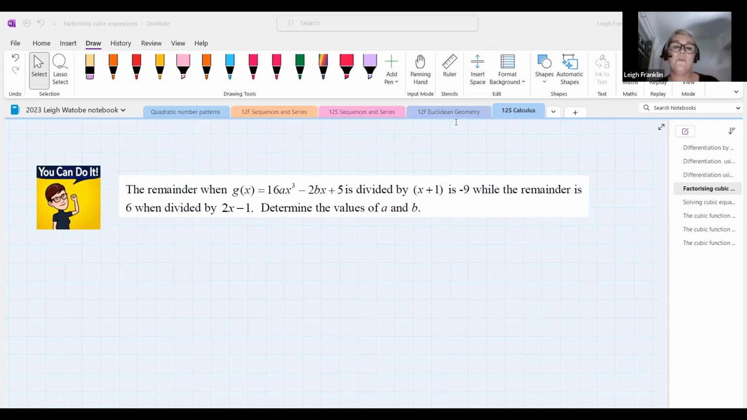So if we are solving simultaneously, it means we need 2 equations. All right, so can anybody help me set up the first equation? So in other words, where g of x is divided by x plus 1, the remainder is negative 9. Can anybody help me with that one? What should I write?